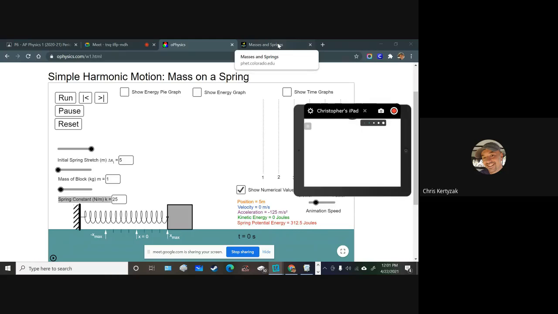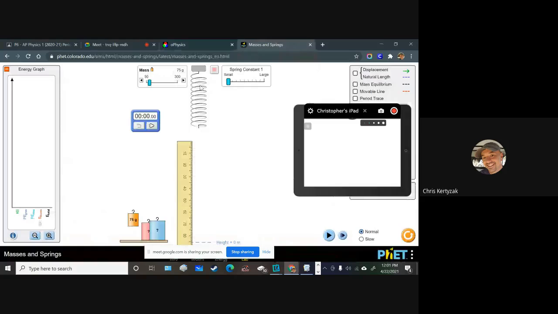A common example is the mass spring system, and another common example is the pendulum. Both of those are the two most common examples in introductory physics relating to this topic of simple harmonic motion. So this does involve Hooke's law, for sure, because it involves springs.